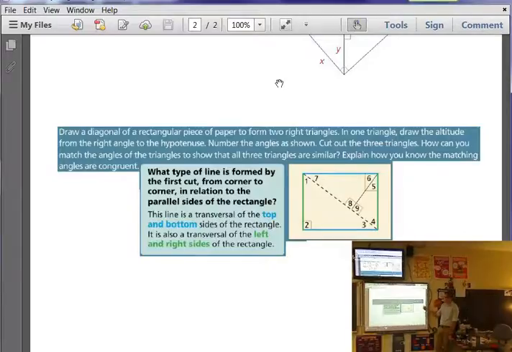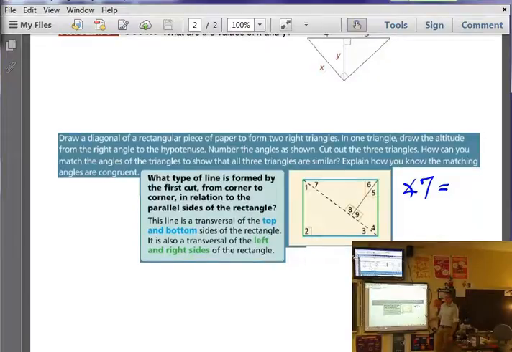If I start in my rectangle here, what relationships would we start to make? If I look at angle 7, what could angle 7 be equal to? Megan? Angle 3. Why? Because they're alternate interior angles. Angle 1. Yeah. Angle 4.